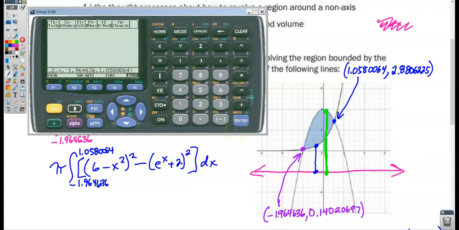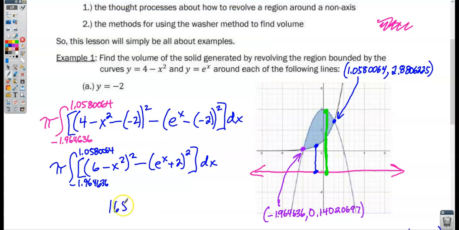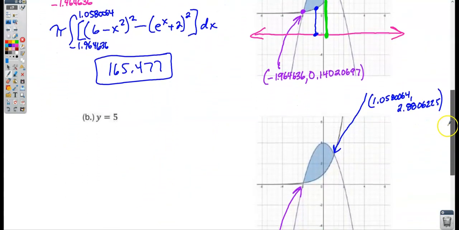and bada bing bada boom, volume. There we go. We've got 165.477 as our volume for this particular region, this particular solid, 165.477. All right. Let's go ahead and we'll move on to part B.